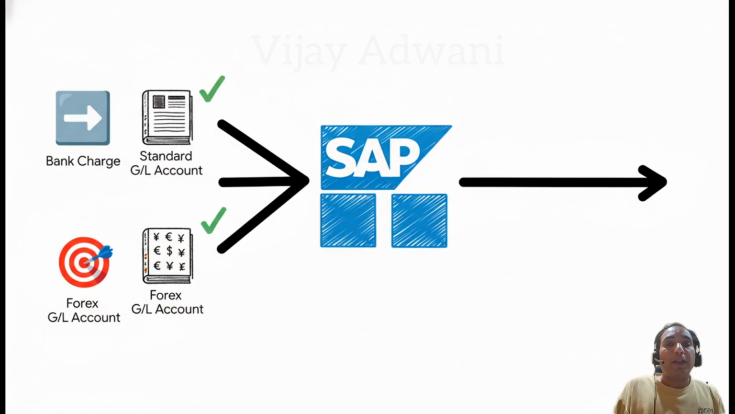It's perfect. When we upload the file, the regular bank charges post to the normal bank charges account just like before. But the one that has the words forex charges in the description, the system catches it and intelligently sends it to that separate forex GL account. It's brilliant. Same code, two different results, and all of it happened automatically.